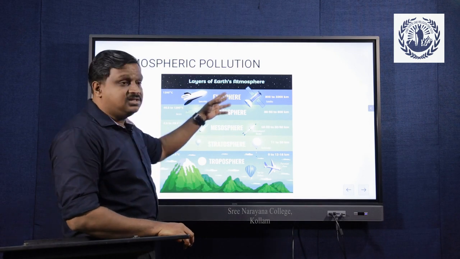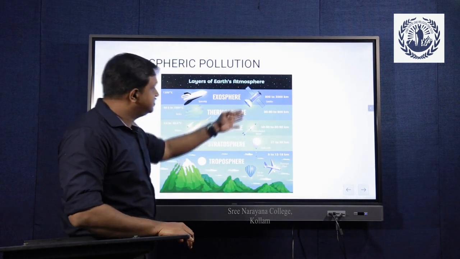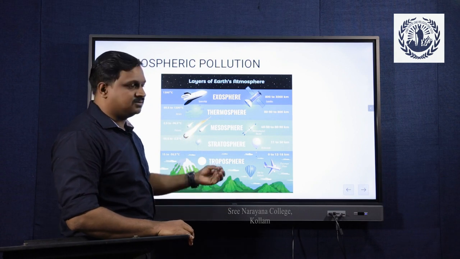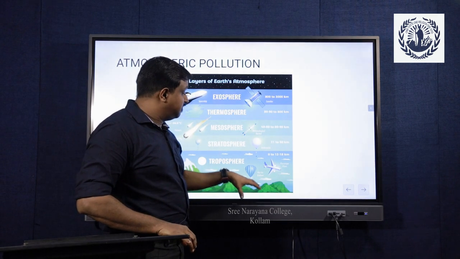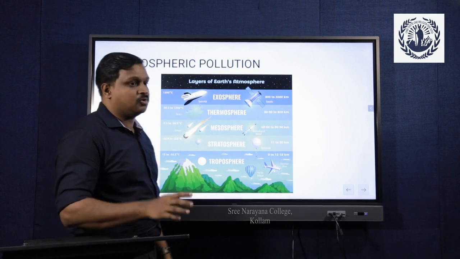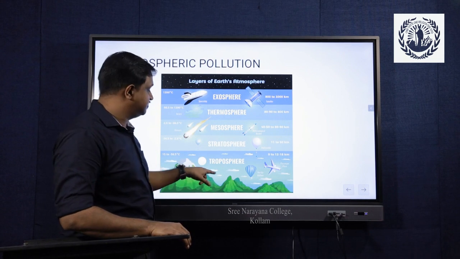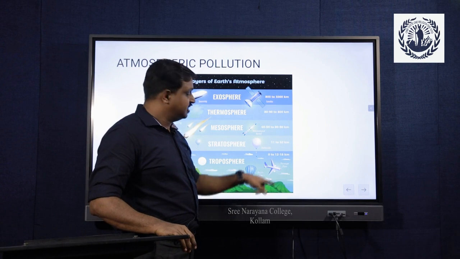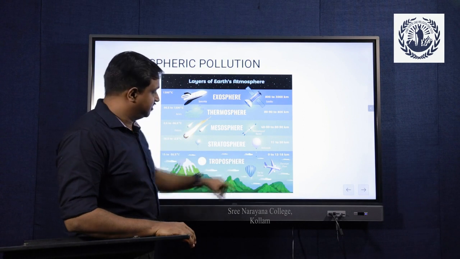Even the exosphere is almost 800 to 3000 kilometers away from us, but still you can see there are a lot of satellites there, and the unwanted satellites and their other particles can cause a serious threat to people living on Earth. So each and every part of the atmosphere is very important, and keeping it clean is very important. But our major thrust is here, the troposphere, the region that extends 12 to 18 kilometers from the Earth's surface. All the living organisms are living here.